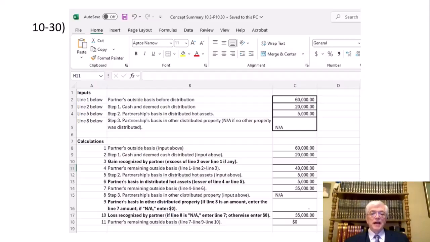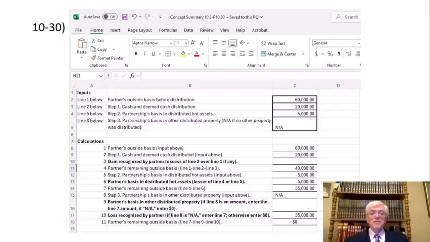Basis in the distributed hot assets is $5,000. The partner's basis in those assets will also be $5,000. She cannot take a greater than partnership basis in a hot asset. If it was a cash basis account receivable, it would have to be a basis of zero. You cannot increase the basis of your hot assets, even with a liquidating distribution. So her remaining outside basis is then $35,000.